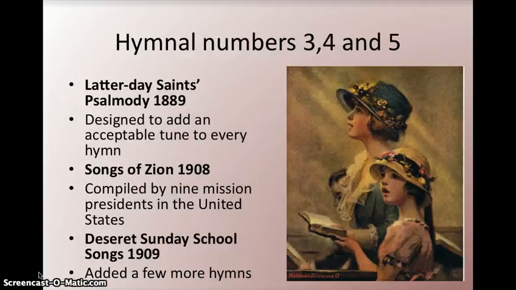These hymnals, number 3, 4, and 5, were the next ones to come along. The third one was called the Latter-day Saints Psalmody. It was published in 1889. It was designed to add an acceptable tune to every hymn, so this is the first hymnal with music as well. Hymn book number 4 was the Songs of Zion, published in 1908.